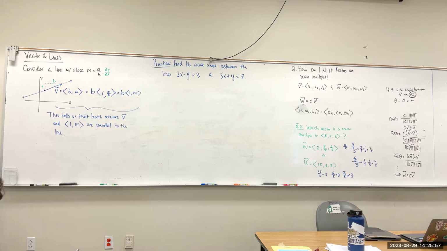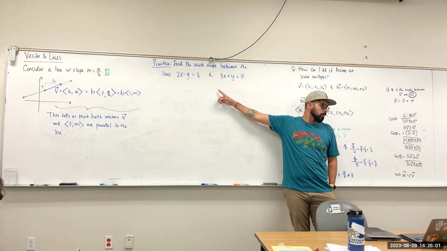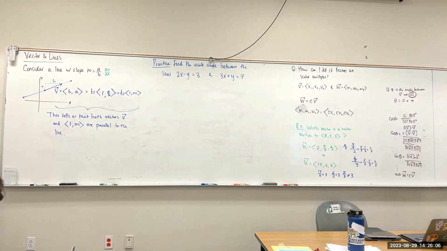So what do you think the relationship is between the angle between the lines and the angle between those two vectors that you found? So these two vectors would have the same angle.